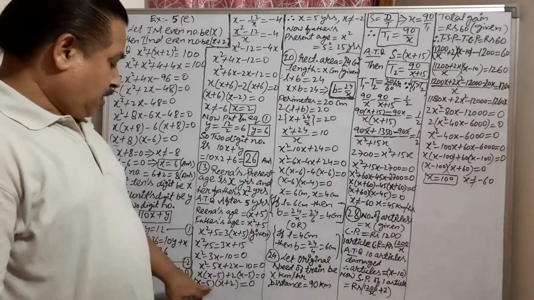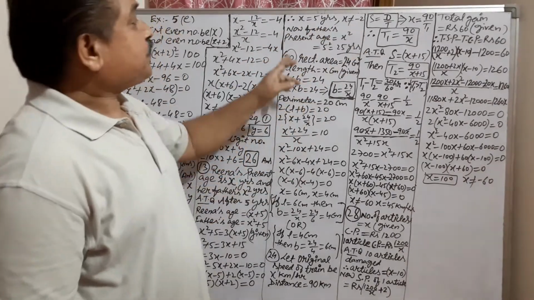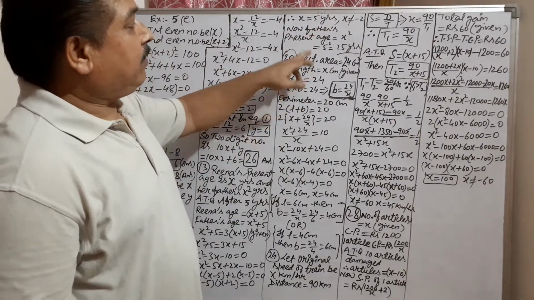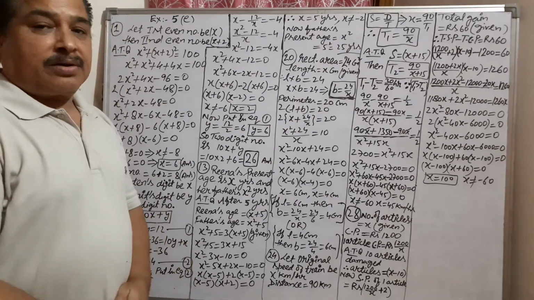Two brackets are coming, equating with 0. x is coming as 5 years. Don't take the negative part. So Rina's age is 5 years and the father's present age will be x square, 5 square, which is 25 years.